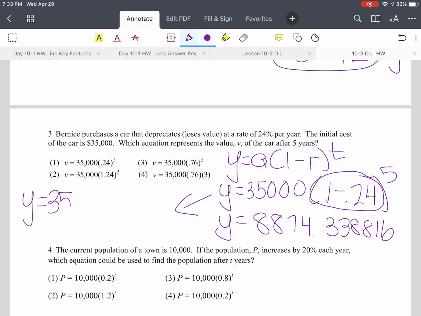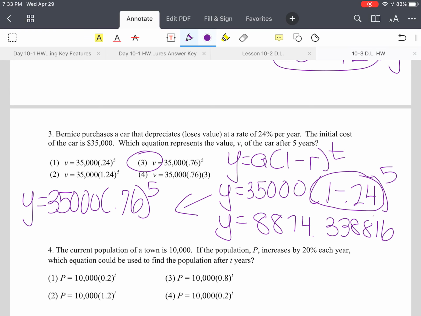So this equation can be written like this. Not that the answer that we got of 8,874 is wrong, but based on the choices, they didn't really want you to go that far. They just wanted you to kind of simplify the equation.